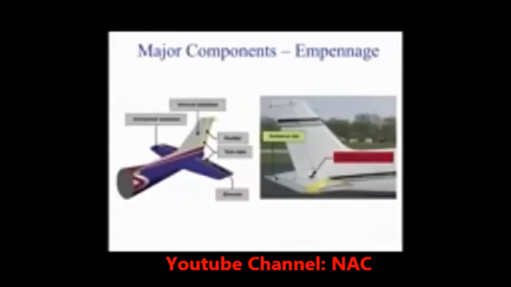The empennage consists of the entire tail of the aircraft. There are fixed parts, such as the horizontal and vertical stabilizer. There are also movable parts, such as the elevator, one or more trim tabs, and the rudder.